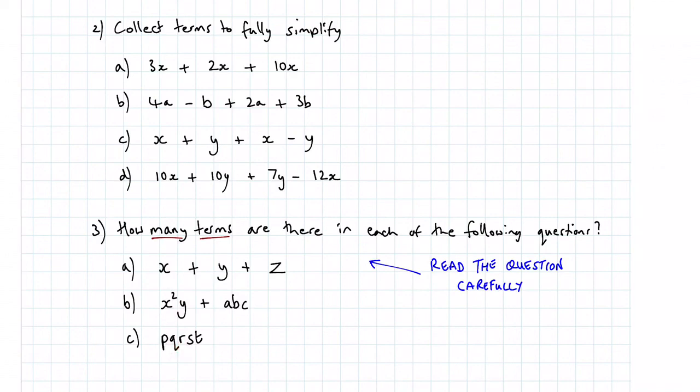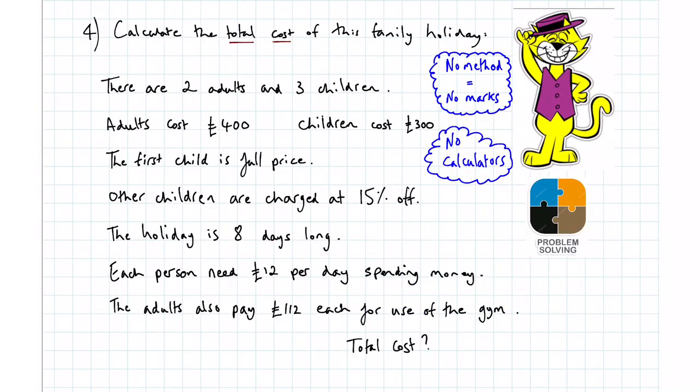On to question 4. Now question 4 is one of these top cat problem solving questions. I've structured it more in a more organised way than the zoo question from a few weeks ago, but it still requires thought. The question is, what's the total cost of this family holiday? And it mentions the number of adults and children and some facts and information about the holiday. Please pay attention to the fact that children are not all going at full price, and also people are spending money, and the adults are going to pay for the gym here. So there's quite a bit of information.